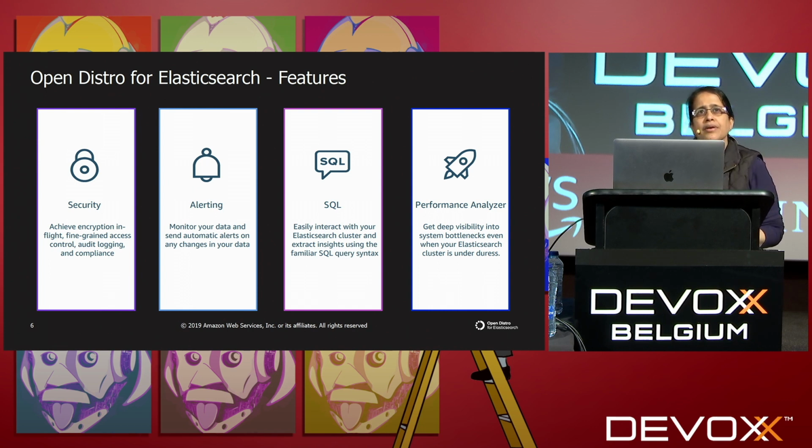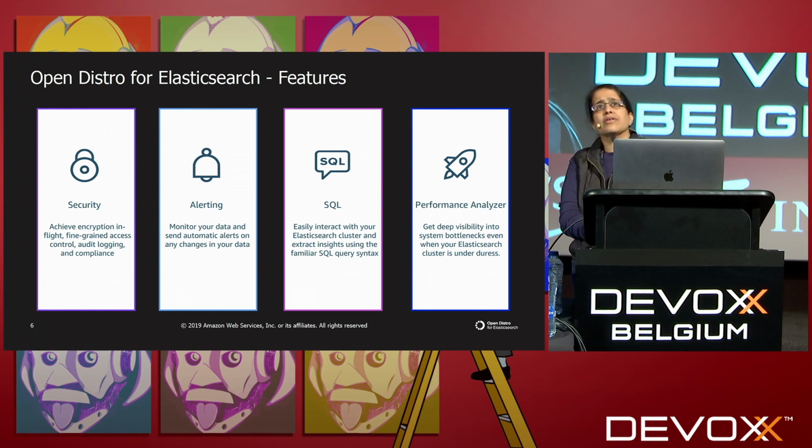Similarly, there are the alerting modules, which enable you to alert on the components and the data that you have, and also create monitors for different notification thresholds on your data. Then you have SQL plugins, which enable you to not only query the data you have in Elasticsearch, but also run SQL queries.